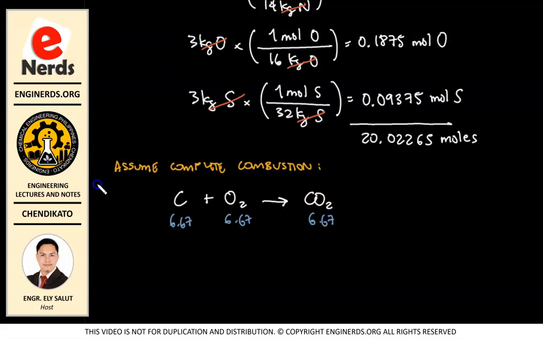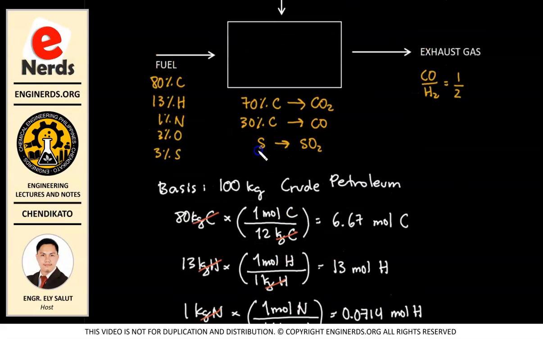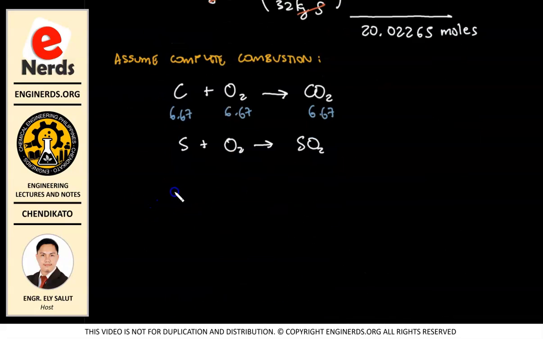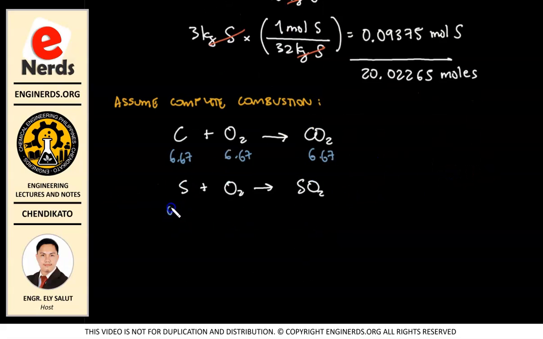We also mean that all of our sulfur is converted to SO2, and actually this is our case here. It is mentioned that all sulfur has been converted to SO2, so our sulfur undergoes complete combustion. Our sulfur is 0.09375, and this is 1:1, so that means the O2 is also 0.09375, and the SO2 is 0.09375.